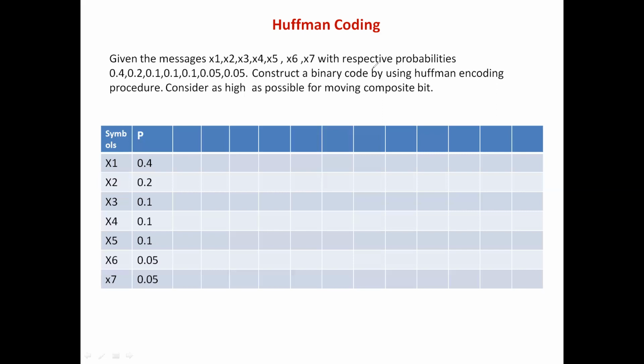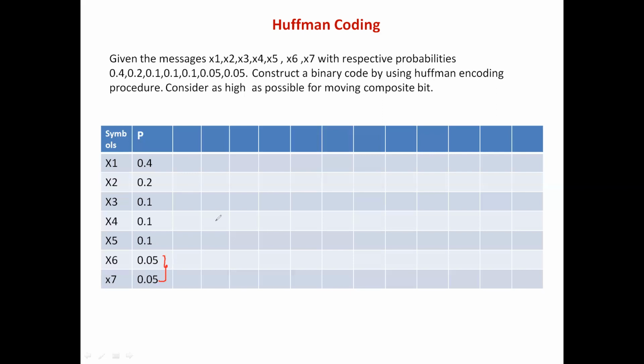First, I have to arrange the probabilities in decreasing order. Since the given problem is already in decreasing order of probabilities, I have written it as it is. Next step is I have to keep on reducing the number of probabilities by adding the last two probabilities and placing the composite bit as high as possible. First, I will add these two probabilities, 0.05 and 0.05, and I'll get 0.1.